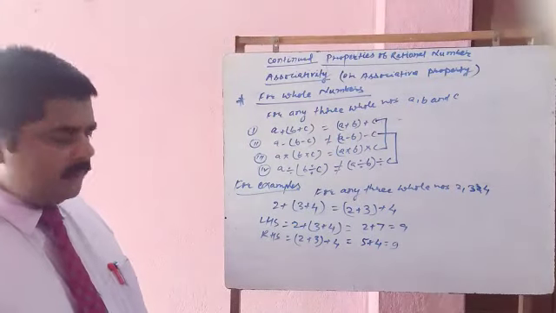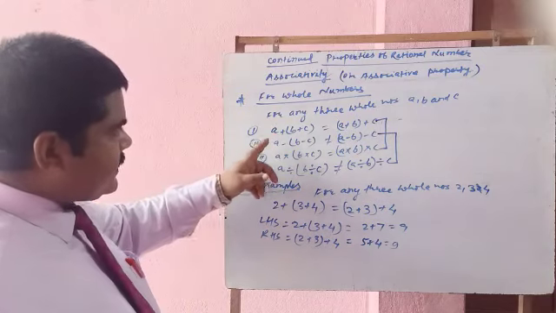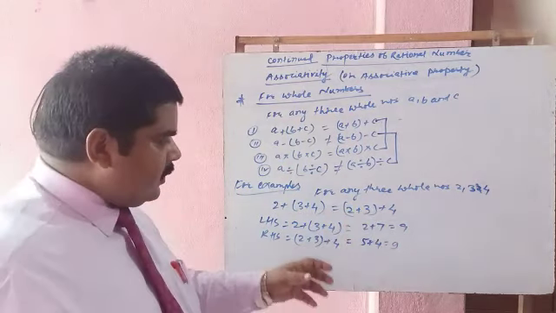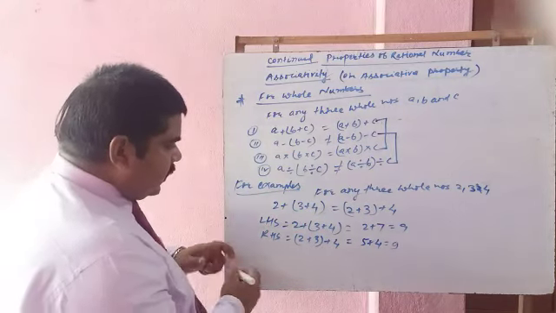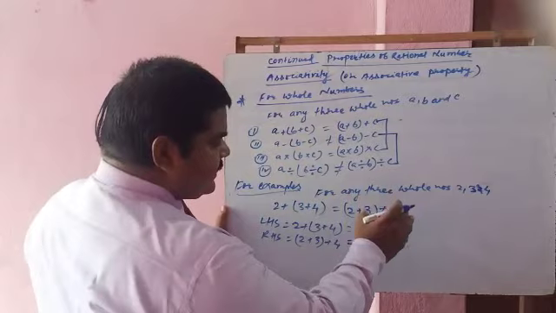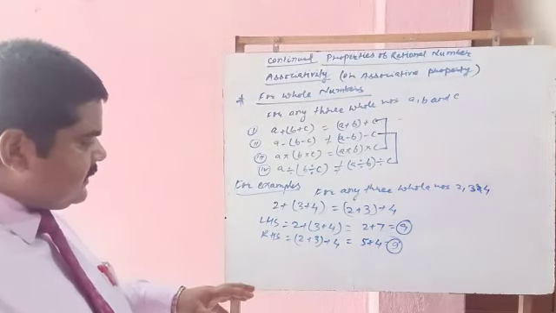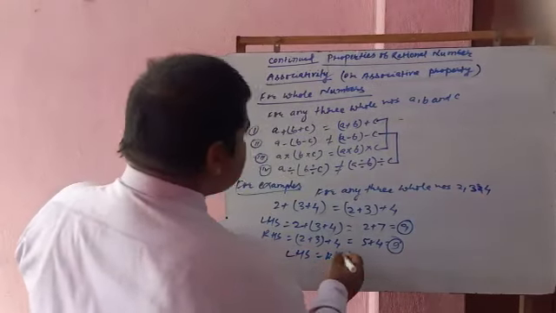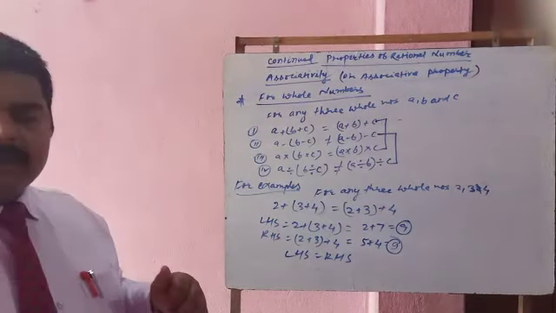Let's go further. My dear students, for example, take any three whole numbers, 2, 3 and 4. For addition, you can see that (2 + 3) + 4 is equal to 2 + (3 + 4). It can be verified using examples. On the LHS, when you put all these values, the result is 9. On the RHS, by putting all these values, the result is also 9. What do you observe in this case? You observe that LHS is equal to RHS, and this proves that addition is associative.